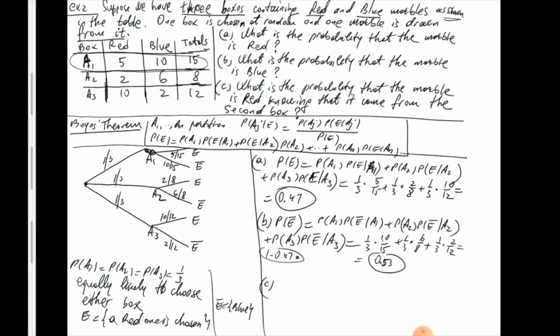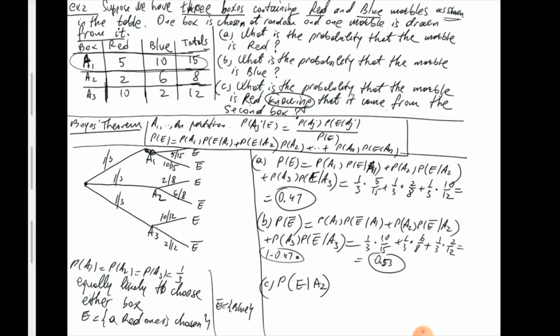And then finally, a question on the reverse conditional. Let's read it carefully. Part C states, what is the probability that the marble is red, knowing, pay attention to the meaning of this word, knowing that it came from the second box. So what follows after knowing is the given part, right? So this is going to be a conditional in which what's given is that it comes from a second box. So given A2, what's the probability of being red? That is P of E given A2.